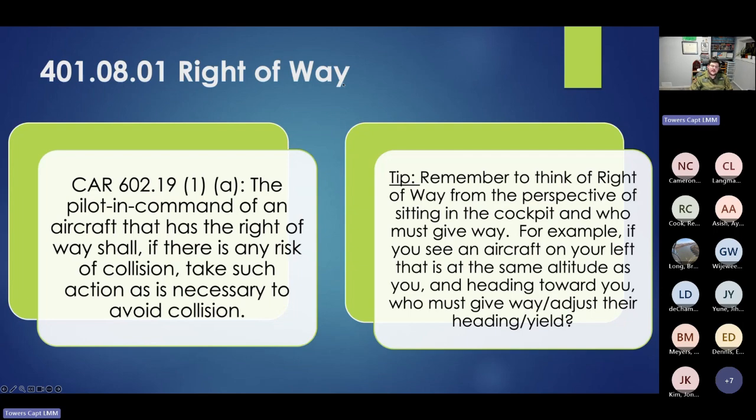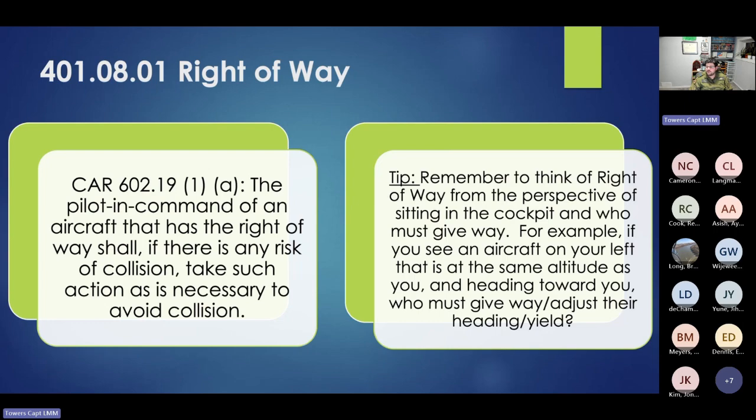All right, when it comes to right-of-way, the pilot in command of an aircraft that has the right of way shall, if there is any risk of collision, take such action as is necessary to avoid collision. So basically, this is just saying even if you have the right of way, it's still your responsibility to make sure you're taking any actions necessary to avoid a collision. So it's better to be alive than right. So just make sure that even if you have the right of way, you're remaining vigilant and making sure that you're avoiding collision.